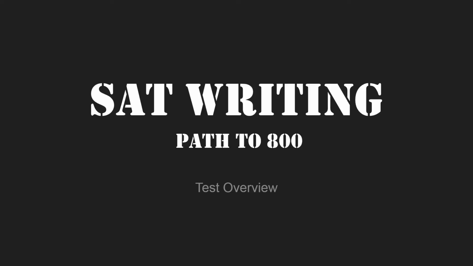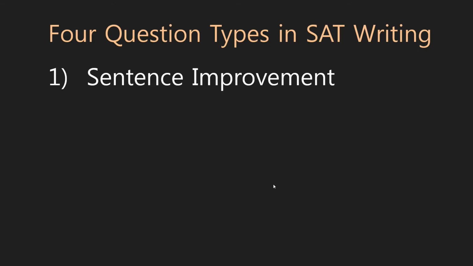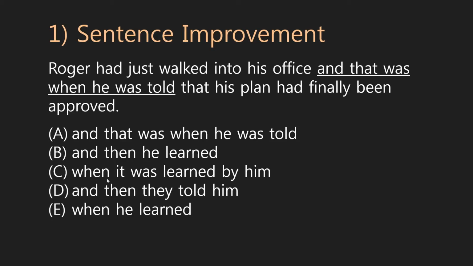In this lecture, we're going to discuss the different types of questions in the SAT writing section. Now, there are 4 question types in SAT writing, the first one being sentence improvement. Sentence improvement's pretty simple. You're given a sentence, but you have to focus on the underlined portion of the sentence.